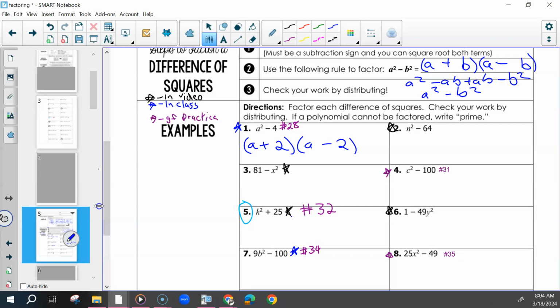Alright, let's do 2. What times what will give us n squared? N times n. What times what will give us 64? 8 times 8. 8 times 8, put a plus, put a minus. Number 3, 9 times 9, x times x. Put a plus, put a minus. Now, notice that this one looks different than the other two. Whatever the order is has to be the same in the factors, but the process is still the same.